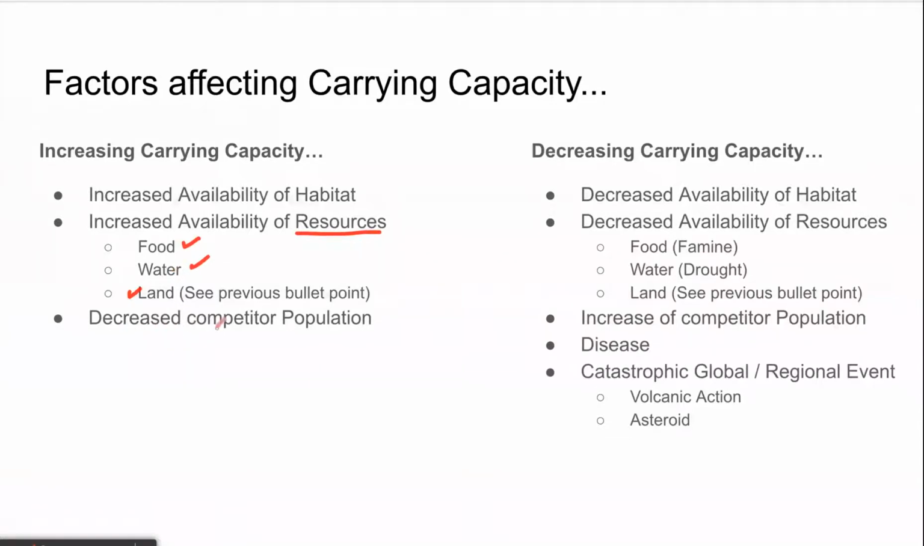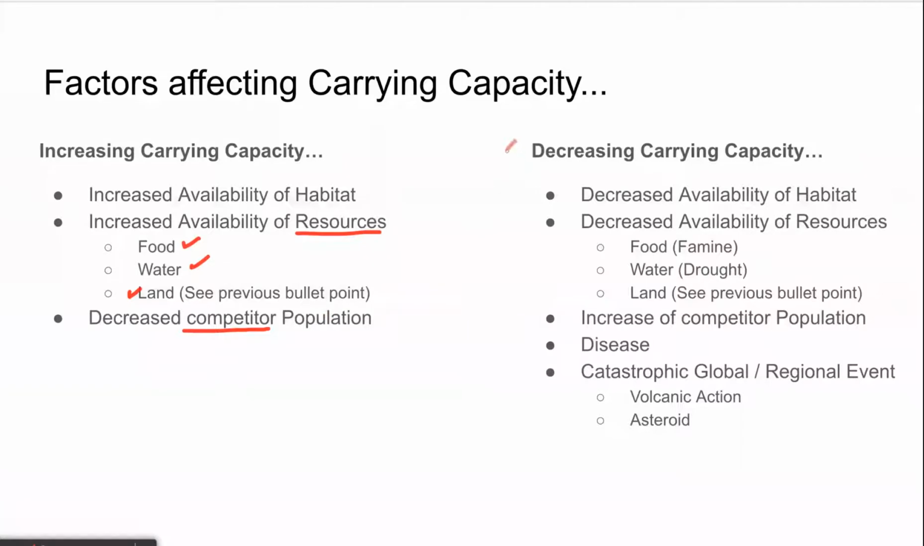We could also say a decrease in the competitor population. So let's suppose that we are the competitors. Suppose we banned deer hunting. Then the population of deer would increase over time. And now it may not be a healthy population, but it would definitely increase over time.